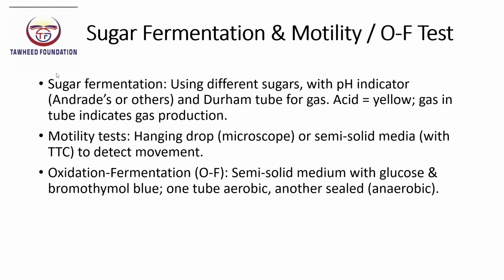Next is sugar fermentation. The sugar fermentation test assesses the ability of bacteria to ferment specific carbohydrates, which are glucose, lactose, sucrose, and maltose, to produce acidic or gaseous end products. Products of fermentation, which are acid or gas, change the pH of the medium, typically indicated by color changes in a pH indicator like phenol red. These tests help differentiate bacteria based on their characteristic sugar fermentation profiles.